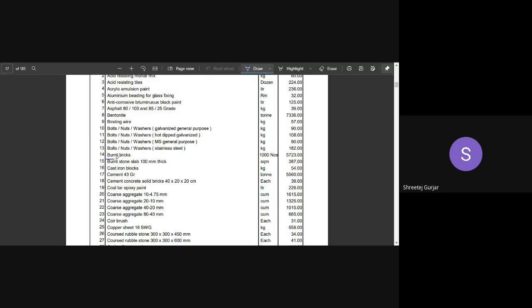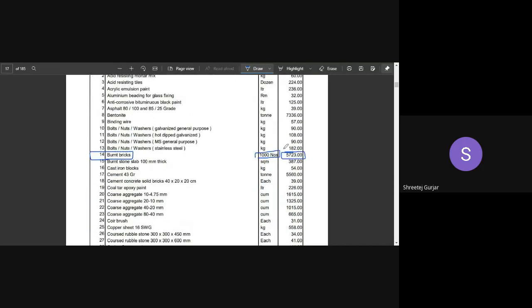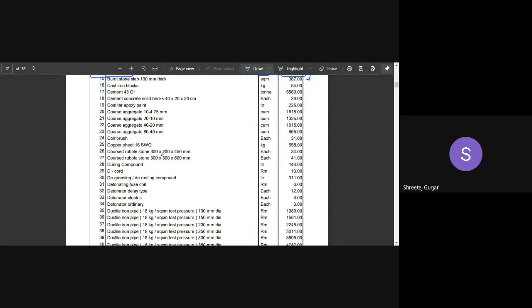So burnt bricks, you can see here, burnt bricks, we have at 14th number. They are measured in 1000 numbers. Okay, 1000 numbers, and you can see the rate is 5723 rupees, 5723 rate. Okay, this column is unit and this column is rate. So for 1000 big bricks, you will require 5723 rupees. Okay, so in this way, all the particular rates will be given to you.